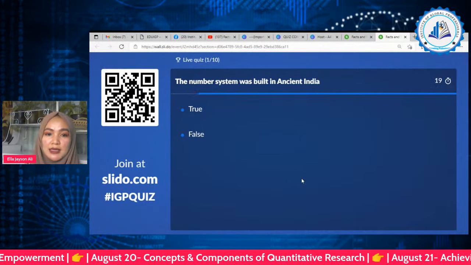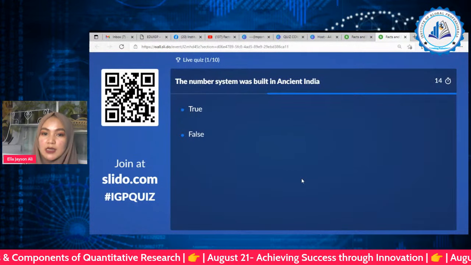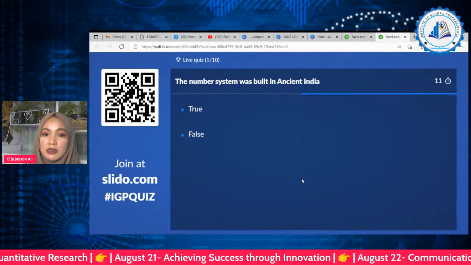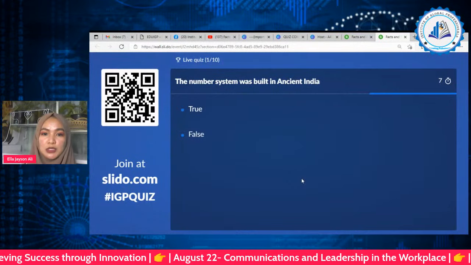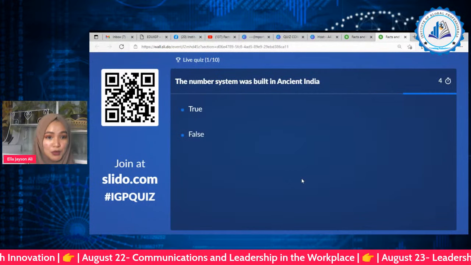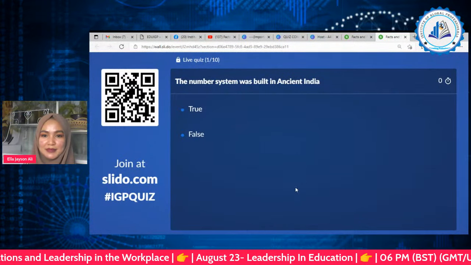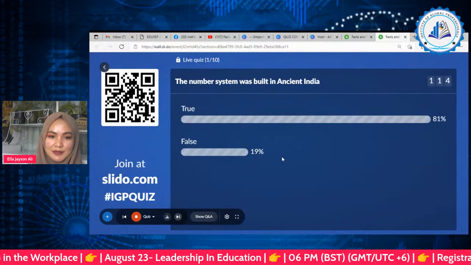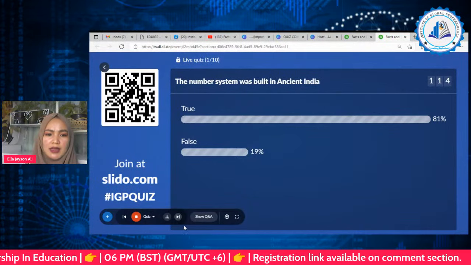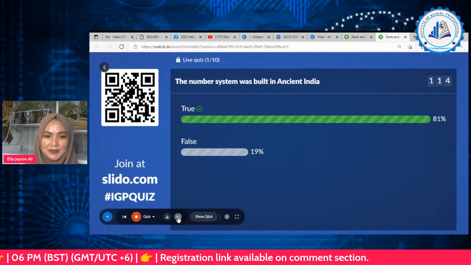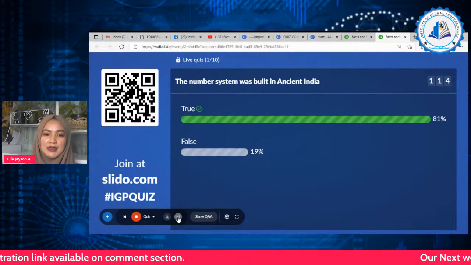The first question is, the number system was built in ancient India. Is this true or false? All right, 81% answered true. Let's see the correct answer. Okay, very good. The answer is true.